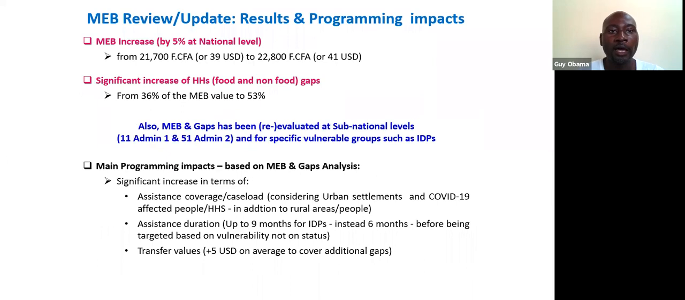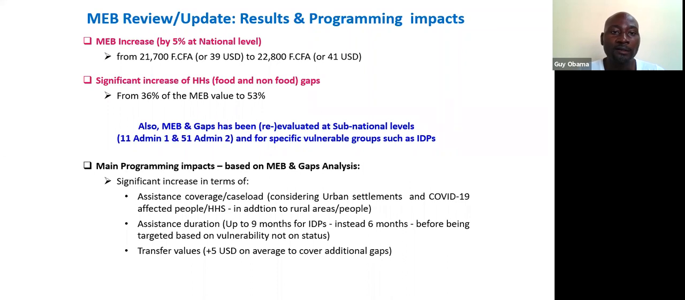So, okay. In terms of the results, that led to an increase of the MEB at national level by 5%. The previous amount was close to $39 and we moved up to $41. Also, there was a significant increase in the food and non-food gap because, like I said before, there was a significant loss of income. So the gap rose from 36% of the MEB value to 53%.